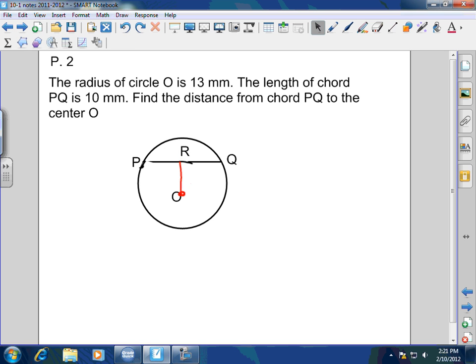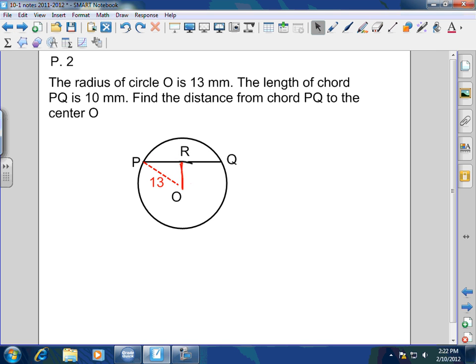Keeping that in mind, let's do some investigation. We know that the radius of O is 13, so I'm going to go ahead and say that PO is 13. And if I know that PQ is 10, and I'm looking for the segment that is perpendicular to PQ, and we know that if a segment is perpendicular to a chord, then it cuts it in equal halves. What would PR be?